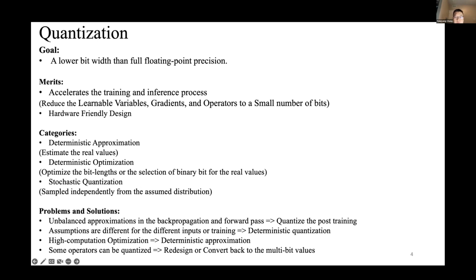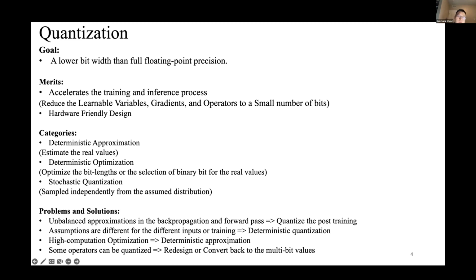For each bit, we need to know which parameters have which specific bits, or which should be 1 or 0 for the binary bit. So we need to have enough hardware to do the optimization process. If you don't want to do that, the better way is to go with deterministic approximation.